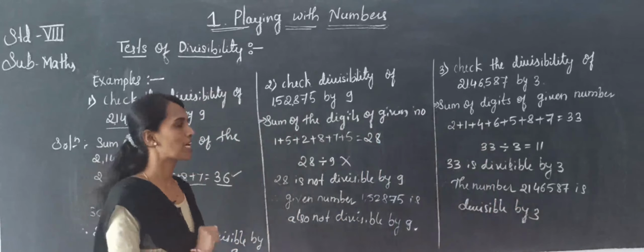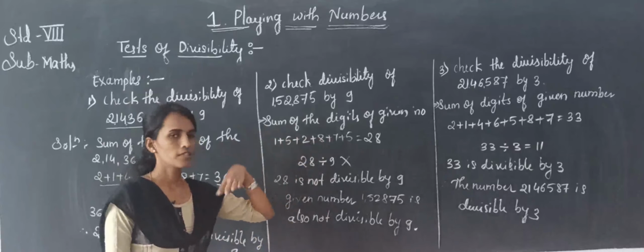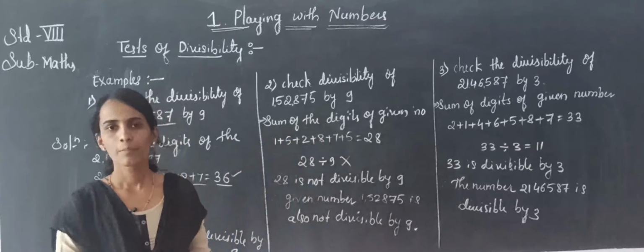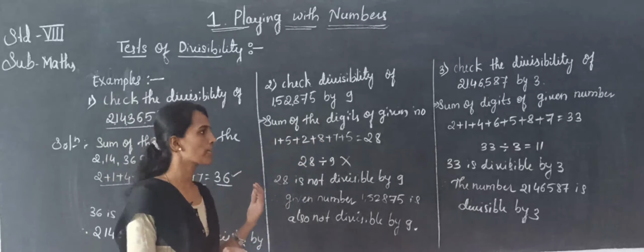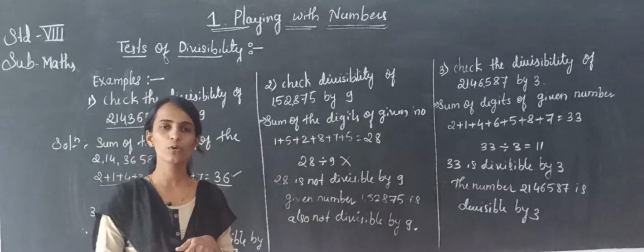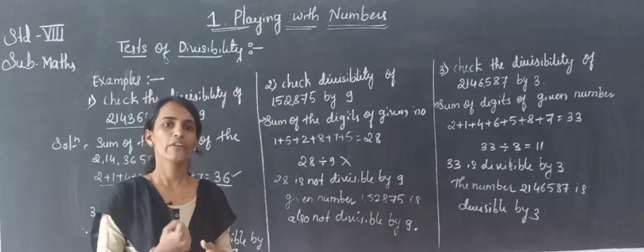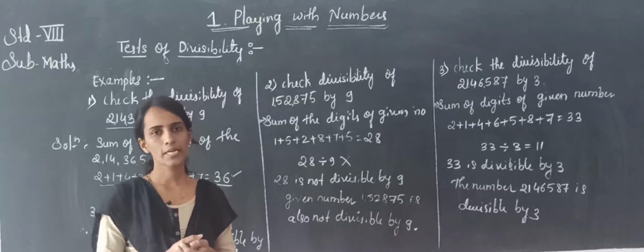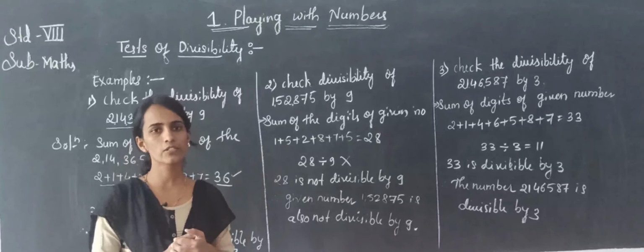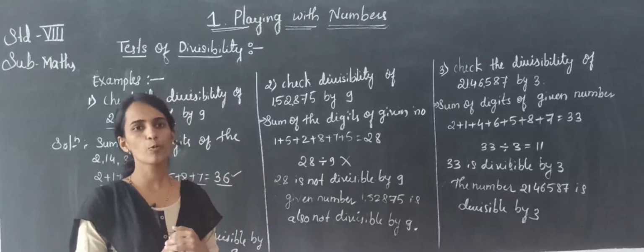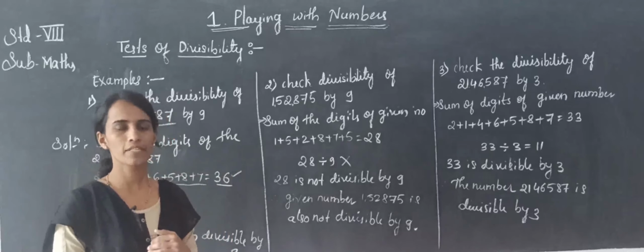I hope you all have understood. So depending on these, exercise 1.2 is there. Please try to solve it, and some more examples are also given in the textbook. You have to try to solve them. If you are facing any confusion, you can contact me. In the next session I will solve exercise 1.2 depending on divisibility rules.